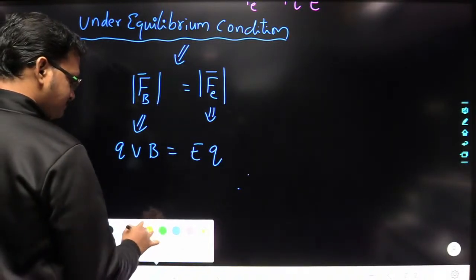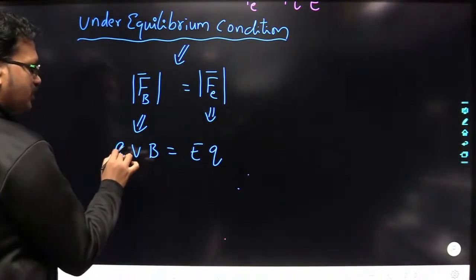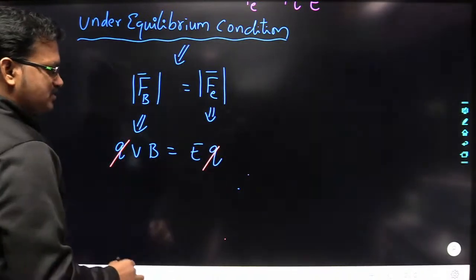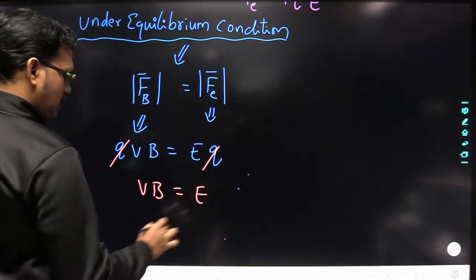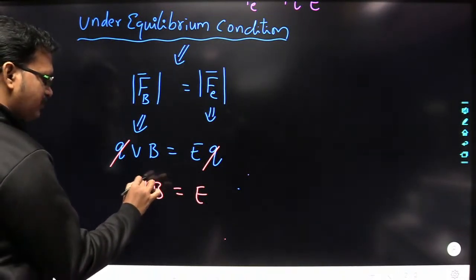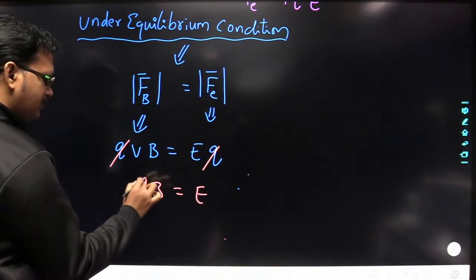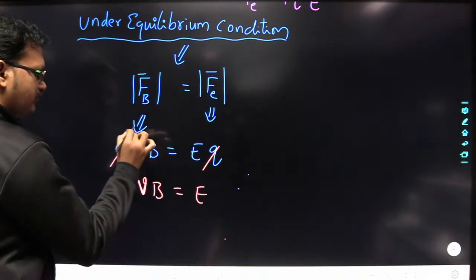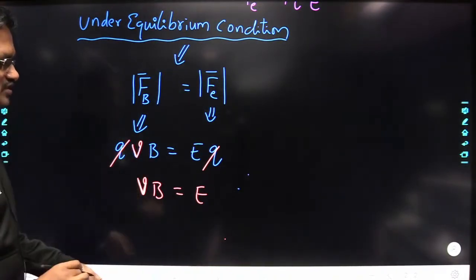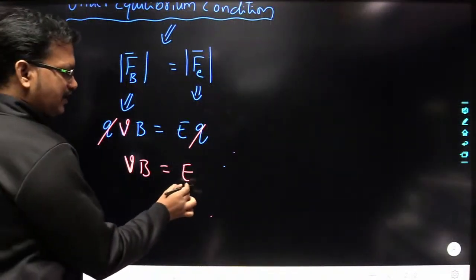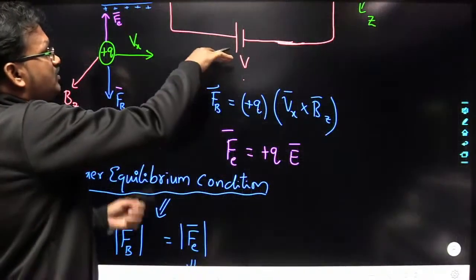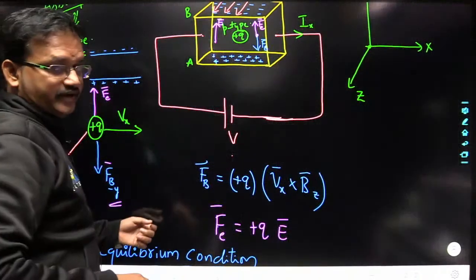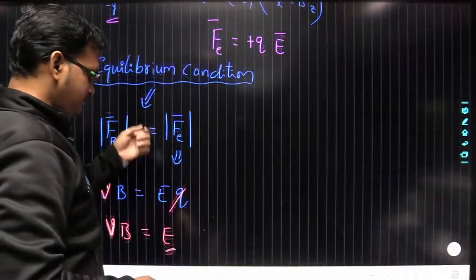Okay. So now here Q will get cancelled, and VB is equal to E. Here V represents velocity. I am representing this with V here. Now here this is the electric field that is developed between the bottom and top plate. Yes or no? Okay.